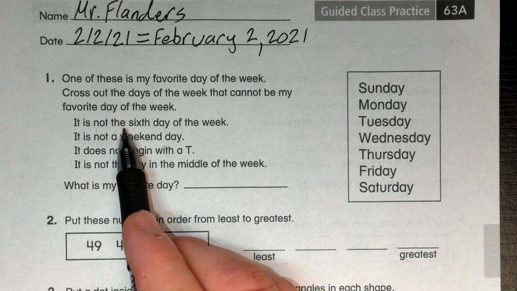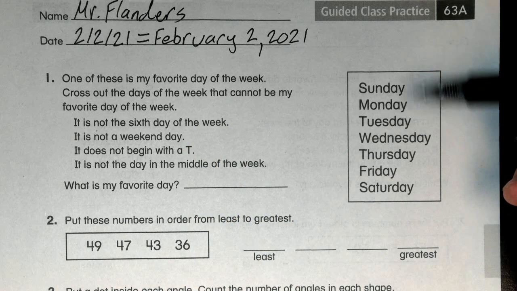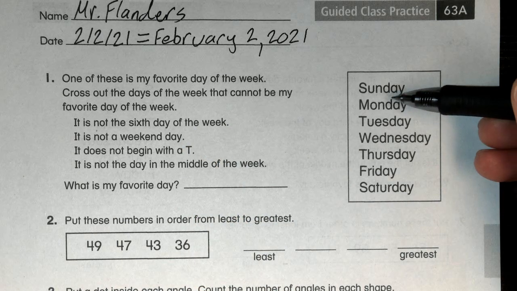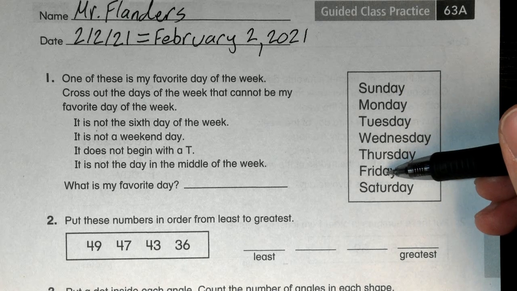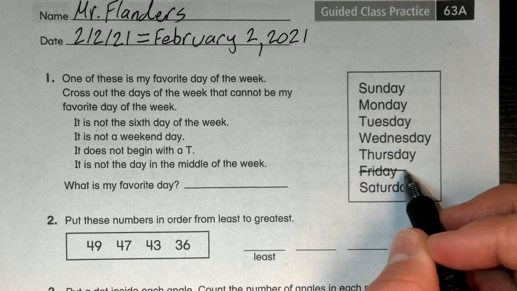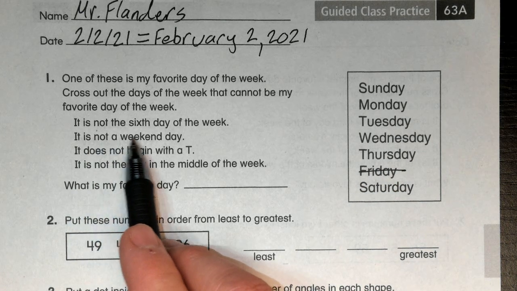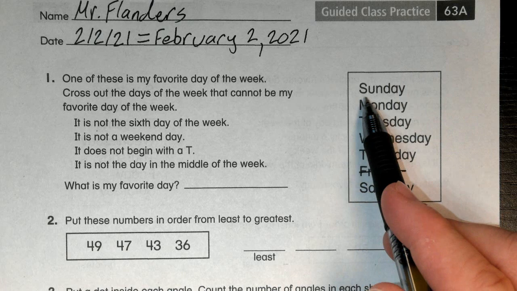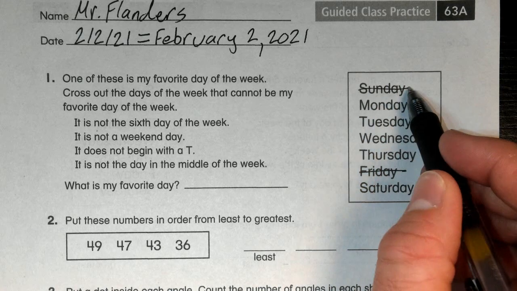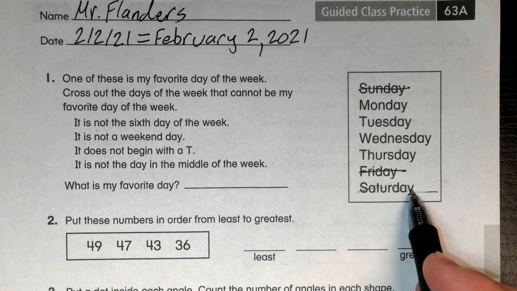It is not the 6th day of the week. So let's cross out the 6th day. 1, 2, 3, 4, 5, 6. It is not Friday. Bye-bye, Friday. It is not a weekend day. A weekend day would be Saturday and Sunday. So we're going to cross out Sunday, and we're going to cross out Saturday. There we go.